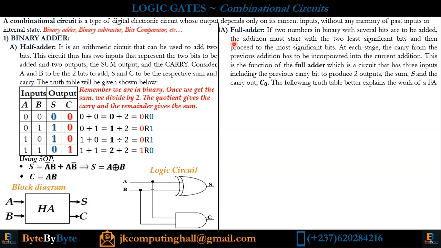So the full adder here takes in up to three inputs, that is the two bits we are adding and the carry from the previous operation. It is a circuit that has three inputs, including the previous carry bit, to produce two outputs, the sum and the carry out. Just a little secret, the carry out we are having is actually the carry in of the next operation, but we shall understand it together. The following truth table better explains the work of a full adder, FA.